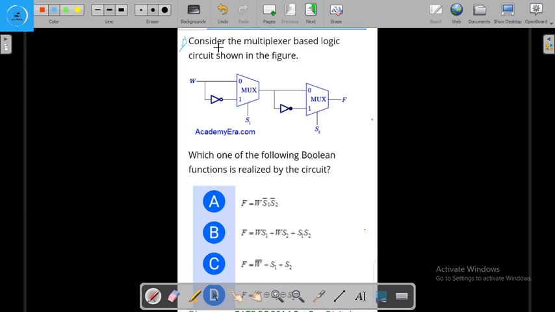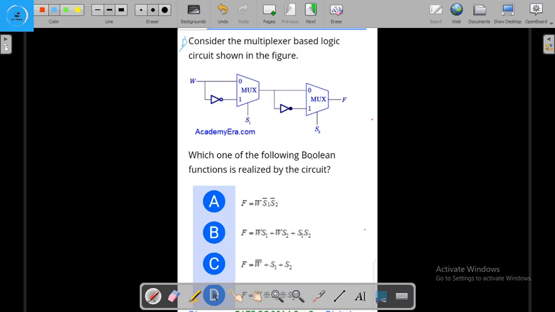In the first question it's written: consider the multiplexer based logic circuit shown in the figure. Here 2 to 1 multiplexers are given. Which one of the following Boolean functions is realized by the circuit? So it's asking for the Boolean function which we are going to get at this output.